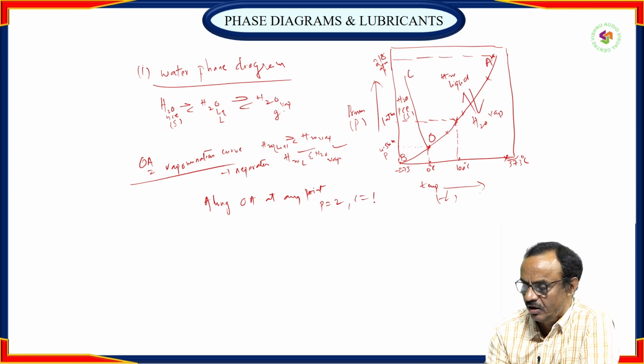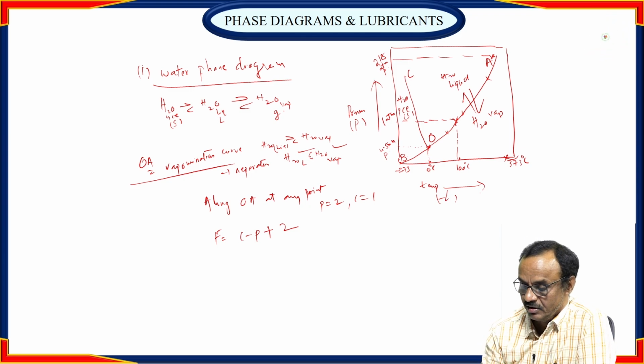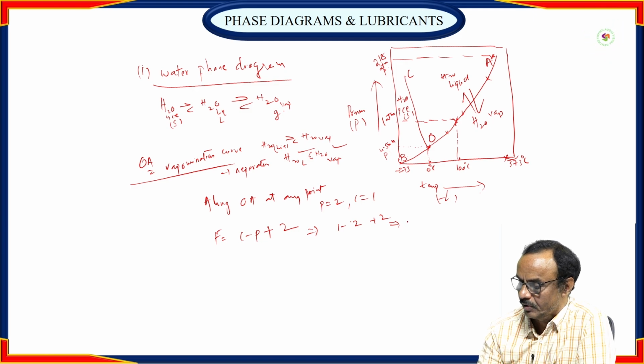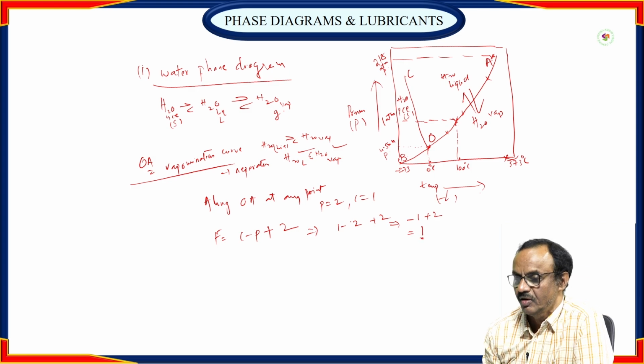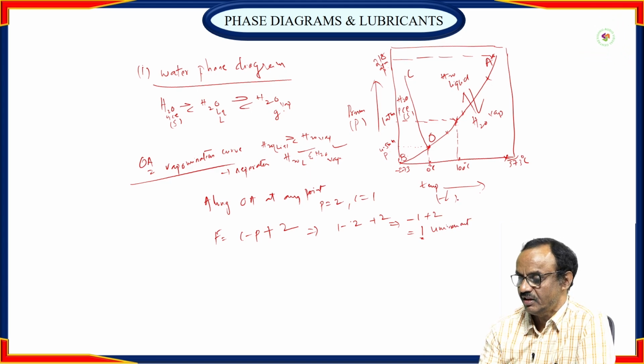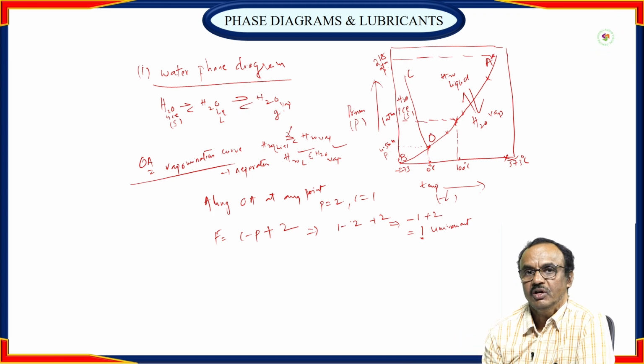The number of components is 1. Degrees of freedom is equal to C minus P plus 2 for a one component system, right? Therefore, 1 minus 2 plus 2, is equal to minus 1 plus 2, is equal to 1. The degrees of freedom is called univariant. So by changing either this or this, equilibrium collapses. Equilibrium does not exist, right? So it is called univariant.